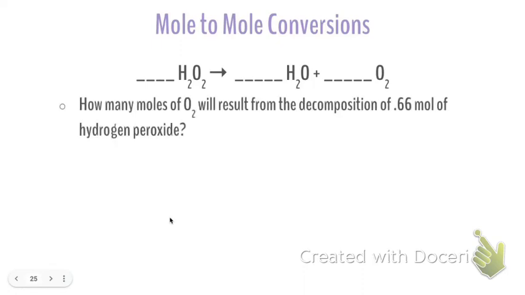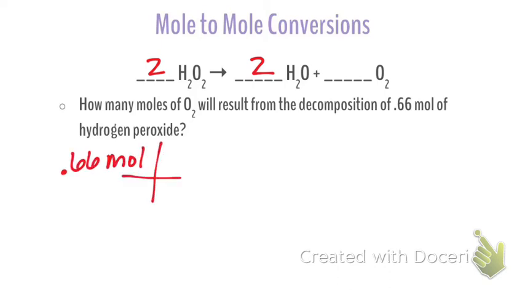How many moles of O2 will result from the decomposition of 0.66 moles of hydrogen peroxide? How do I know which one's hydrogen peroxide? Yeah, you know it's not the other two, right? If you don't know what it is, you've got to go by process of elimination. I know it's not H2O, and I know it's not O2, so it's got to be the first one. Okay, let's see here, balancing-wise. I think that's probably it. So 0.66 moles of H2O2.